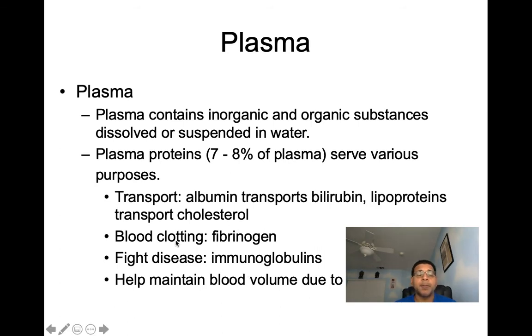Here we can see some of the functions of our plasma proteins. Some are going to be involved in transport, such as albumin, which transports bilirubin, and our lipoproteins, which transport cholesterol. We also have fibrinogen. It's involved with blood clotting. Immunoglobulins are there to fight disease. And some proteins are going to help maintain blood volume due to their large size, as we mentioned.